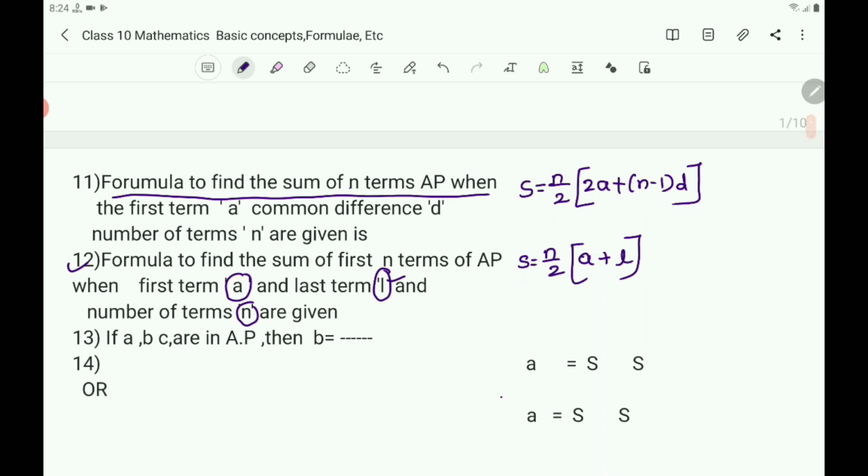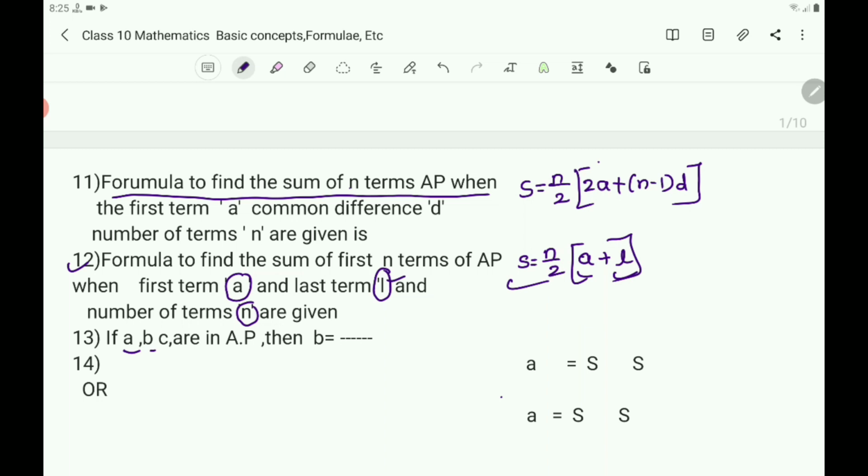Here both the formulas are the same. You know that 2a plus n minus 1 into d is there, which means a plus a plus n minus 1 into d. This is nothing but the last term an, and this is a. So the last term an can be written as L. Totally it becomes 2a plus n minus 1 into d. So both the formulas are there; depending upon the situation, you can use the formula. So that formula is S equals n by 2 into a plus L.